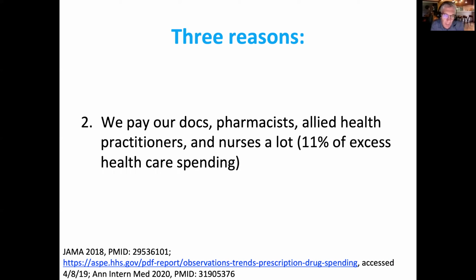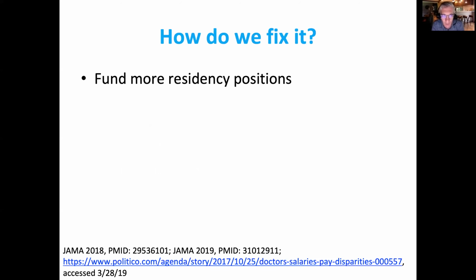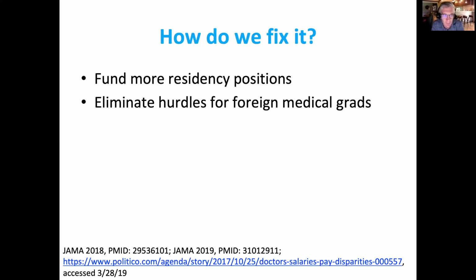The second big issue that we talked about before is that we pay doctors, nurses, pharmacists, et cetera, a lot of money in this country. So how do we get around that? Well, the people who have thought deeply about this think that we ought to just fund more residency positions, especially in primary care, with the idea that if you flood the market with providers, there will eventually be no choice but for those providers to start competing on cost to some extent.